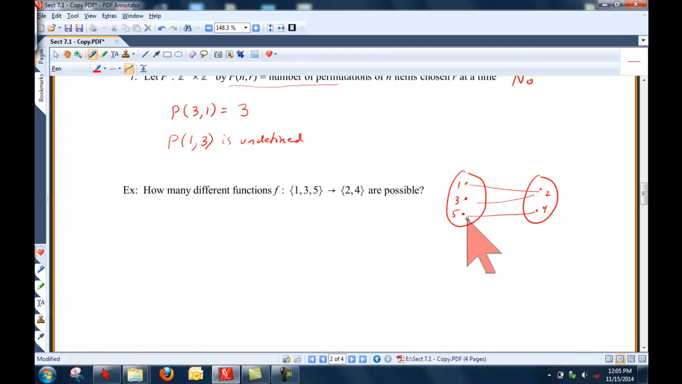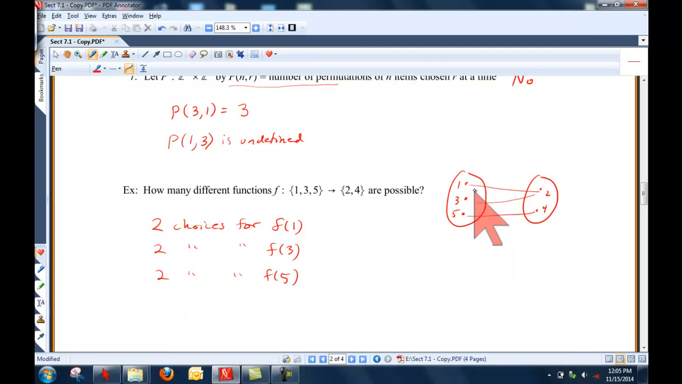Another possibility would be to take all three items and send them to 2. So that's a different possibility, so there has to be at least 2 choices. In fact, there are going to be more. If you can see ahead of time what's happening, let's just talk about choices, consecutive choices. I start with 1. I have 2 choices. The function can either take that to 2 or to 4. So 2 choices for f of 1. Same for 3. 2 choices for f of 3. And same for 5. 2 choices for f of 5.